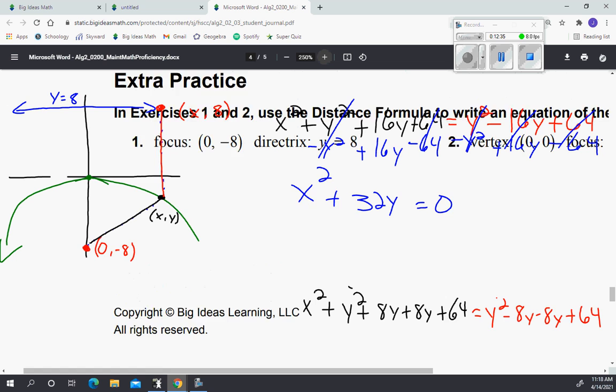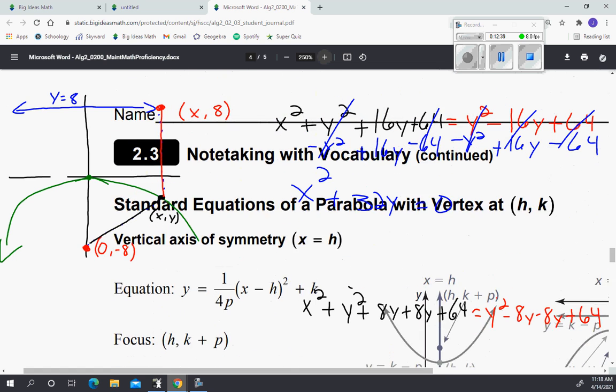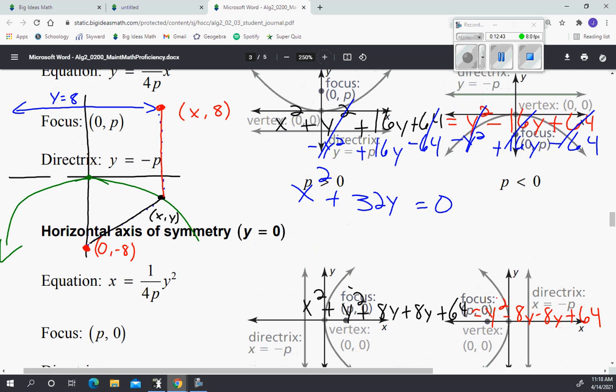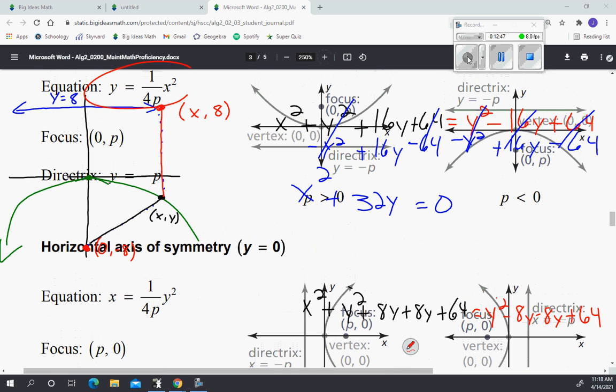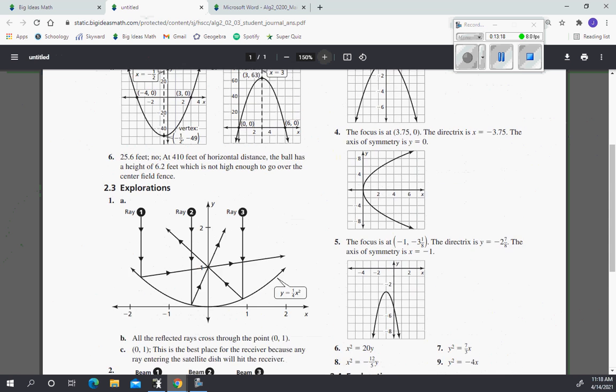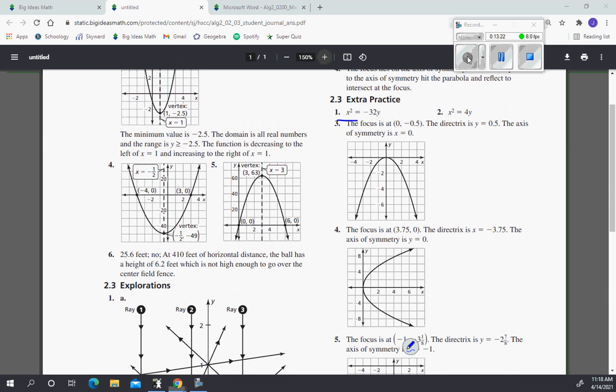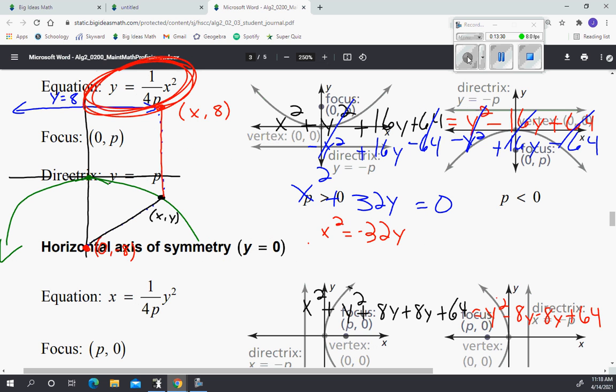If I scroll up here through all this mess, look at this equation right up here. y equals 1/4p x squared. I want y equals x squared. So if I subtract the 32y, I get x squared equals negative 32y. I could divide by 32, but actually, you know what, leave it as that. x squared equals negative 32y. I'm going to check my work here. What are my answers? Right here, x squared equals negative 32y. Perfect. Done. I don't like working with fractions, so I don't want to divide negative 32. I'm just going to have x squared equals negative 32y.